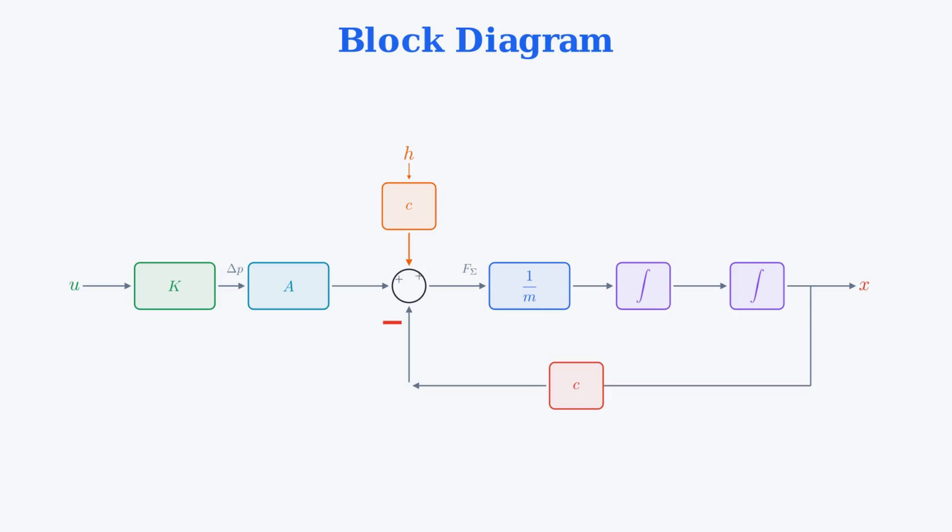The sum of these forces is F sigma. F sigma goes through a block 1 over m, giving the acceleration. Then through the first integrator, giving velocity. Then through the second integrator, giving the output x. Finally, x feeds back through a block C to create the negative spring force feedback.